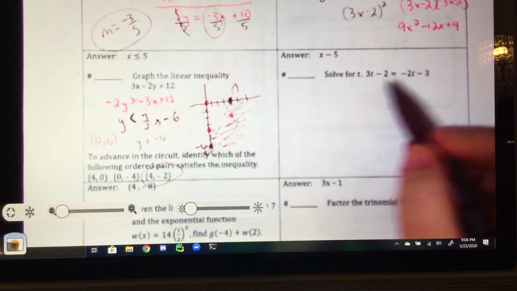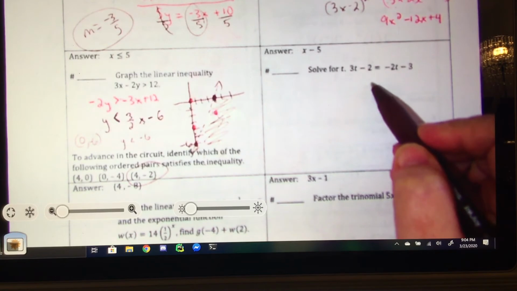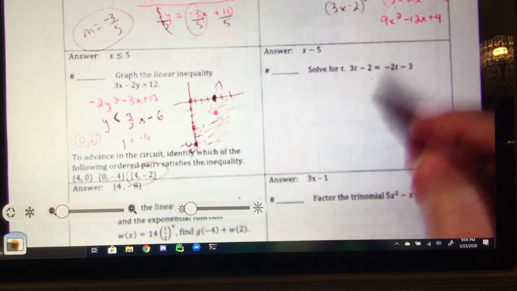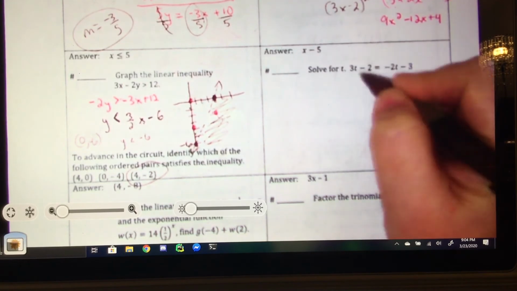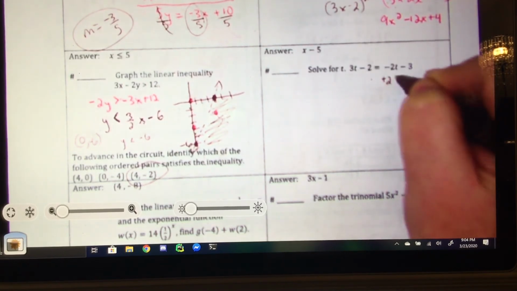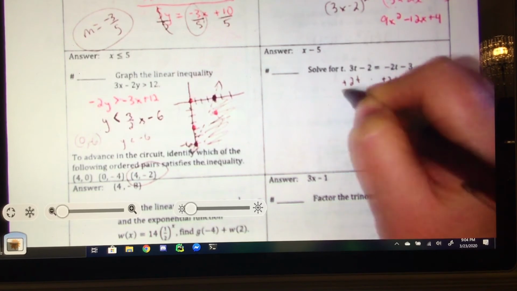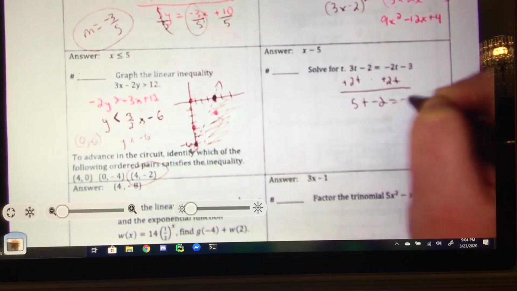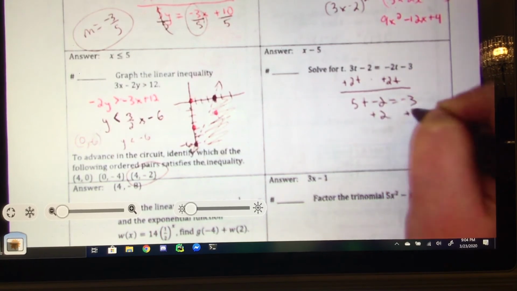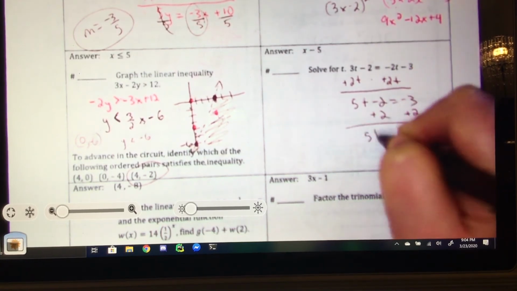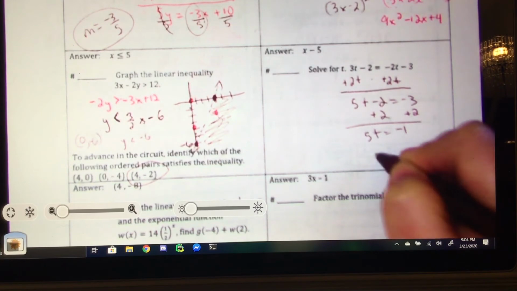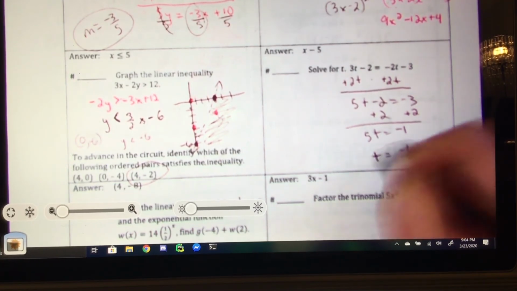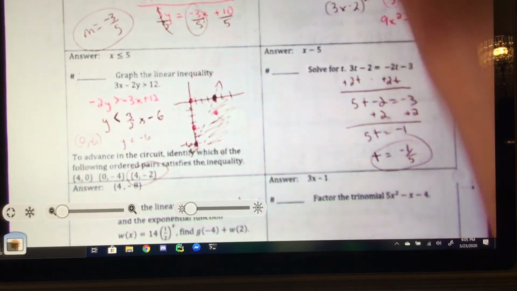Okay, so for the next one, 3t minus 2 equals negative 2t minus 3. It just wants you to solve for t. In this case, I added 2t to both sides. And that gave me 5t minus 2 equals negative 3. Add 2 to both sides. That gives me 5t equals negative 1. Divide both sides by 5 and you get t equals negative 1 over 5. And you'll find your answer somewhere on the circuit.